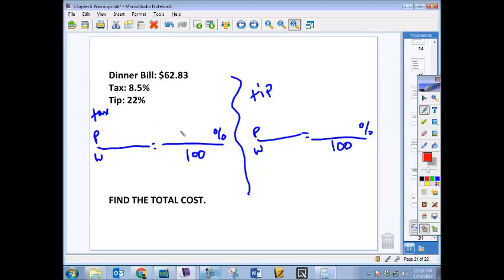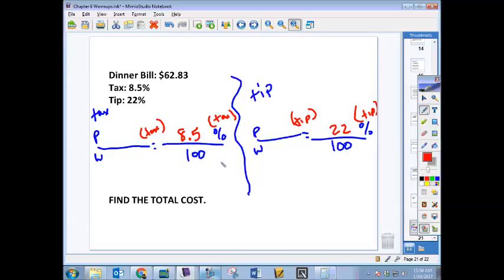So we know this is my tax, so I'm going to go ahead and write 8.5 there. Now I'm going to put 22 there. Okay? Now, if we were putting a label on this, what would be my label? Yep. Tax. This would be the actual tax. This would be the tip percentage. This would be the actual amount of money tip.